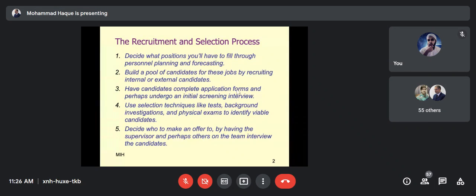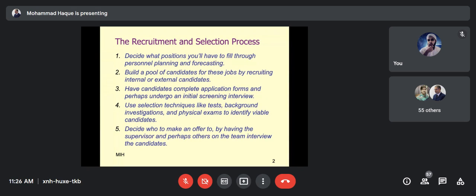Similarly, we also have got to build a pool of candidates for those jobs by recruiting internal or external candidates. Internal would be through promotions, whereas external has to be acquired from the open market. Third would be to have candidates complete application forms and perhaps undergo an initial screening review or a test followed by interview.